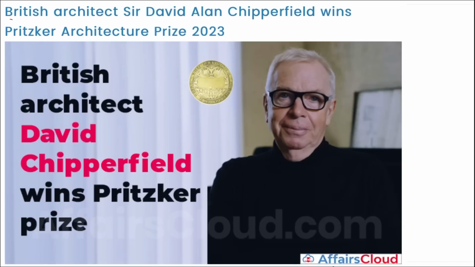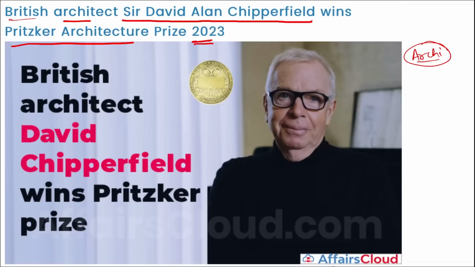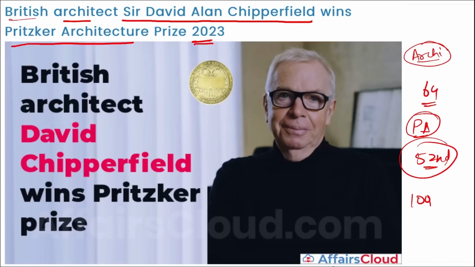Next is British architect Sir David Allen Chipperfield has won the Pritzker Architecture Prize 2023. So question can ask me directly that who has won the Pritzker Prize 2023. So remember, Pritzker Prize is related to the field of architecture, and who has won this Pritzker Prize for 2023? David Chipperfield. Sir David Allen Chipperfield, a 69-year-old British architect, urban planner, and activist has won this Pritzker Architecture Prize 2023. And remember, he will be the 52nd winner of this prestigious Pritzker Architecture Prize. Alright, apart from this, remember, $100,000 will also be provided to him with a bronze medallion.